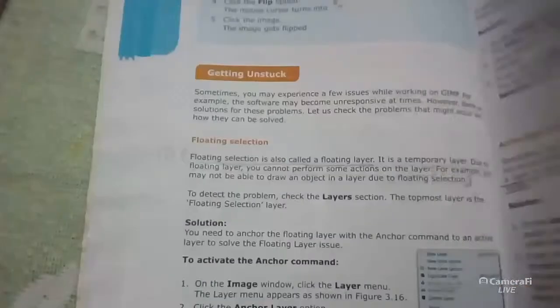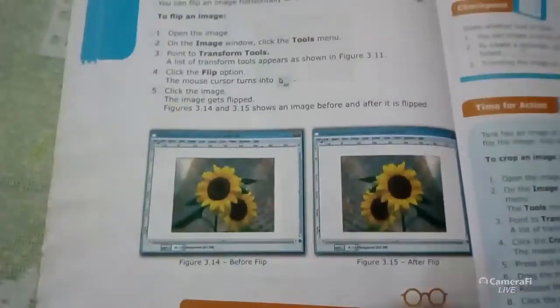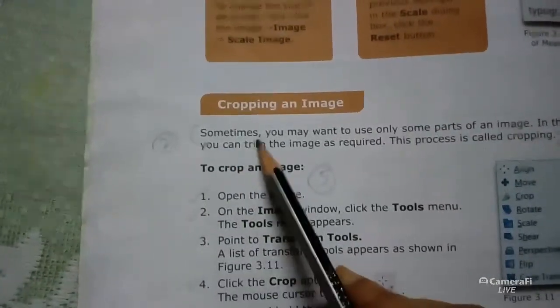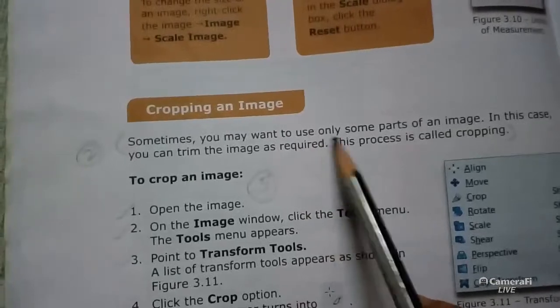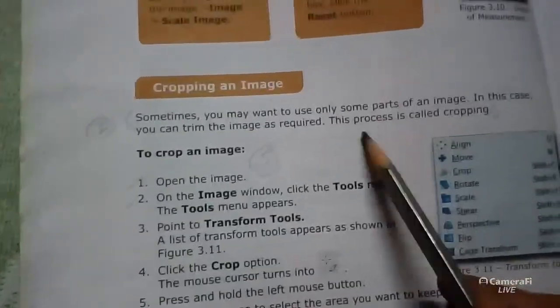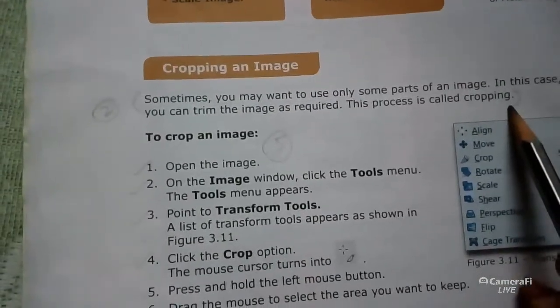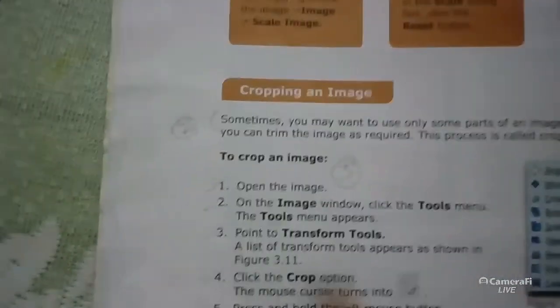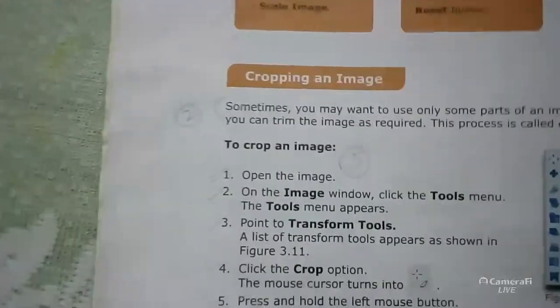Then question number 2. What is the purpose of the crop option? Why do you crop? See, turn to the crop steps. Number 2. Sometimes you may want to use only some part of an image. In this case, you can trim the image as required. This process is called cropping. This is the answer to question number 2.